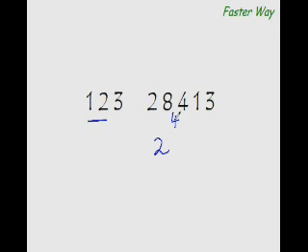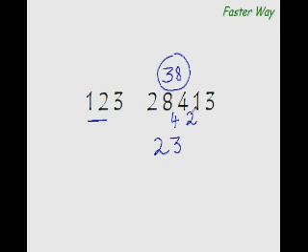So now our new dividend would be 44 minus 3 times 2, that is 6. 44 minus 6 is 38. Now 12 goes how many times in 38? 12 3 times is 36. So I write 3 here and the remainder is 2.